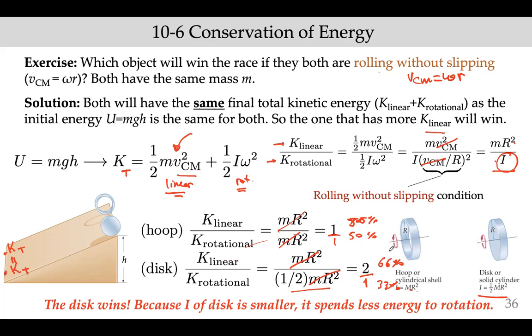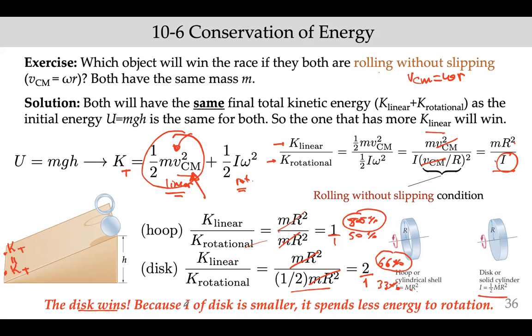Now you can see that this spends more energy on linear than the hoop. That means it will have more linear energy, which means it will have more translational speed. So if the translational speed of the disk is more, then it will come down faster than the hoop, so the disk wins.